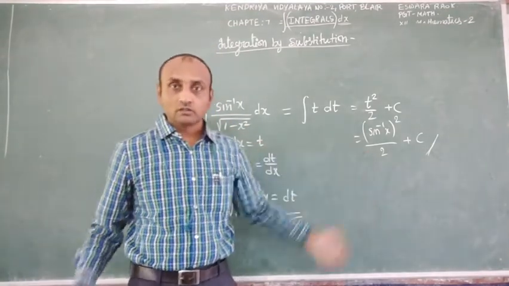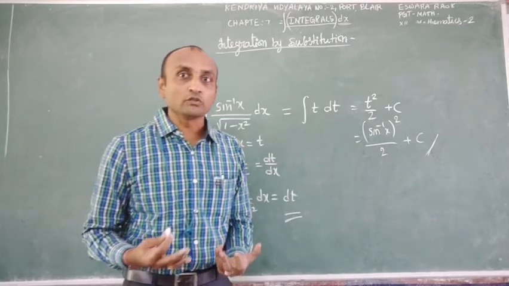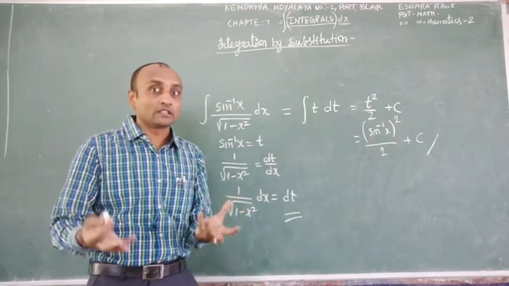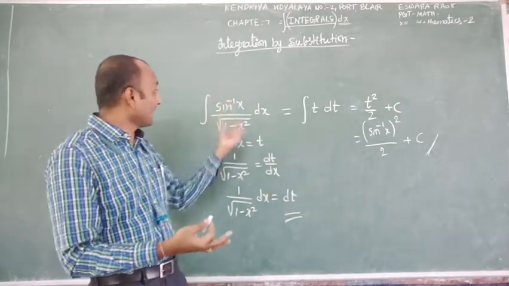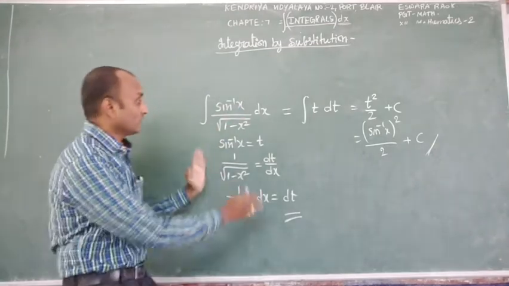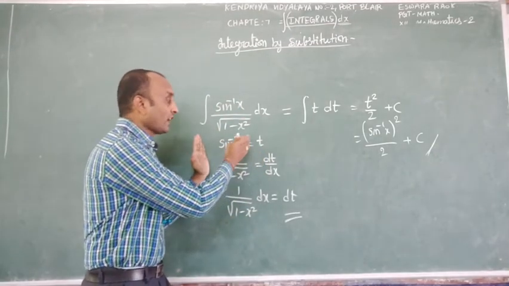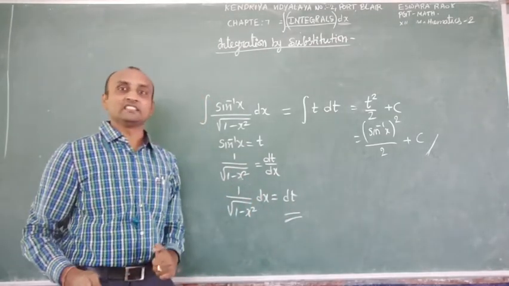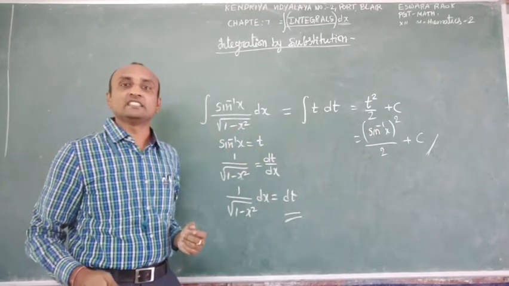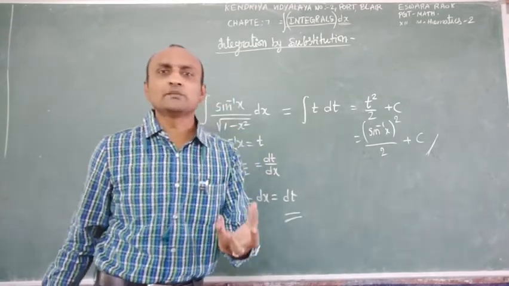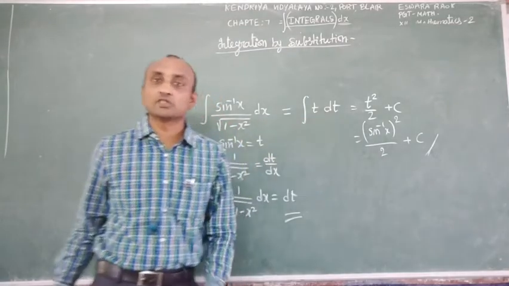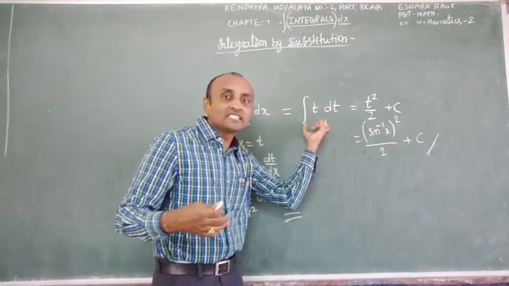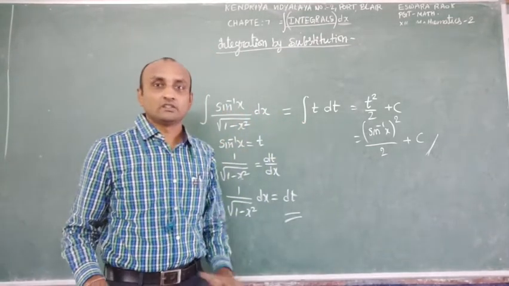So the substitution method is telling us to take some expression in the integrand as t in such a way that the differentiation of that expression must exist in the integrand itself. So that when I take it as t and differentiate on both sides, the other part can be taken as dt. The expression is completely converted in terms of t, and we feel very happy that we can integrate this one instead of this one, right? So hope you are getting it.